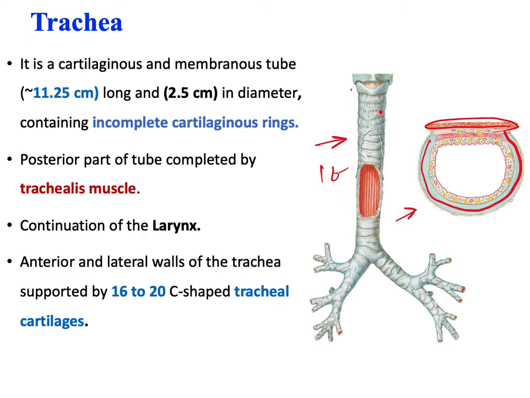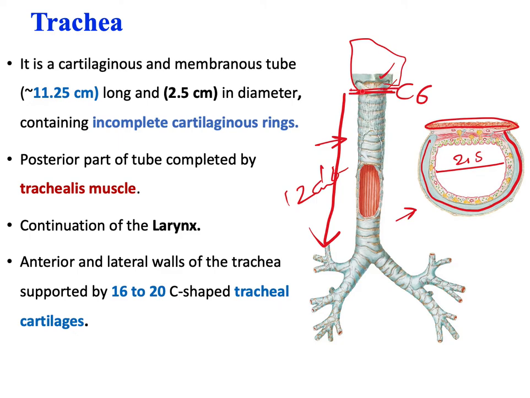The trachea starts, this is the thyroid cartilage, this is the cricoid cartilage. So from here, at the level of C6, cervical vertebra number 6, is the start of the trachea, which is about 12 centimeters long, and the diameter about 2.5 centimeters. So 12 centimeters long, 2.5 centimeters diameter. As I mentioned, it started from C6, which is the continuation of the larynx. The larynx was here, so once the larynx ends, the trachea starts.